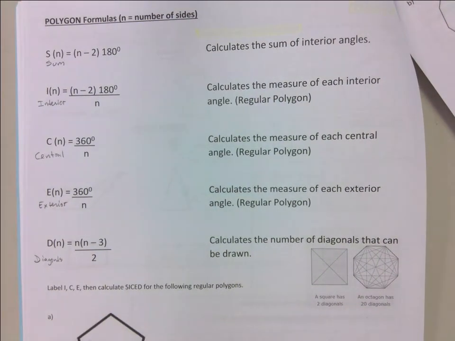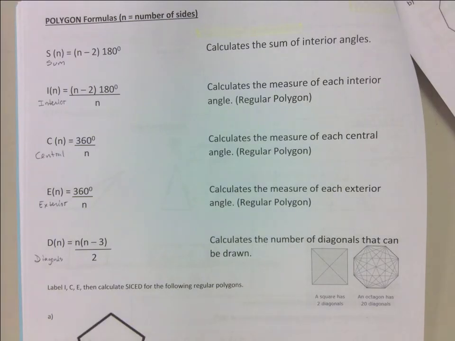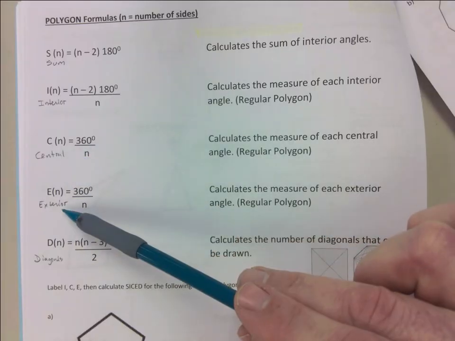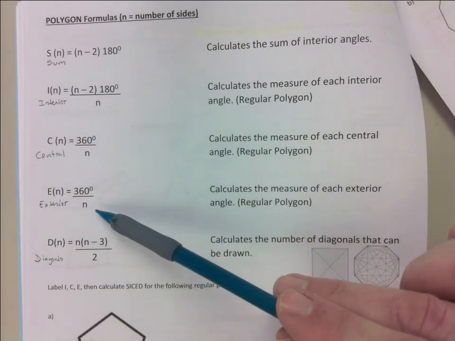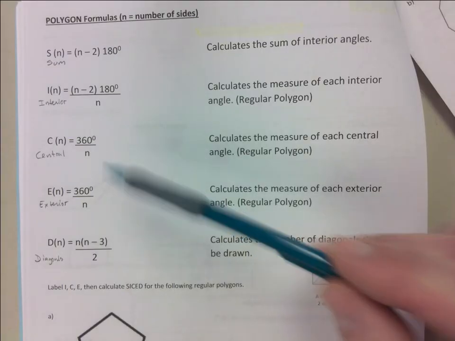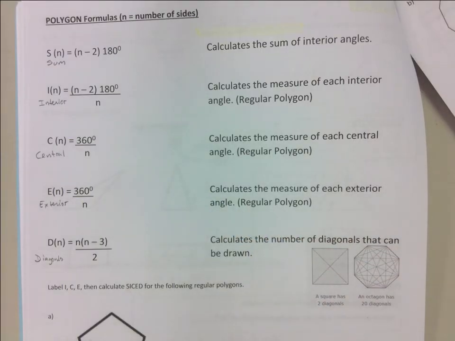Sum, interior, central, exterior, diagonals. What stands out? Did you notice that central and exterior have the same formula? You notice that? That's something cool. Just so you're aware of that.